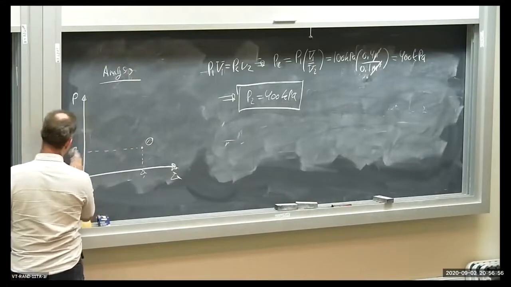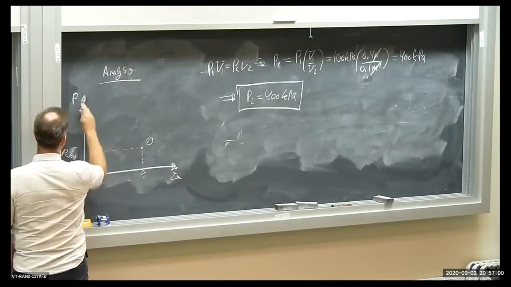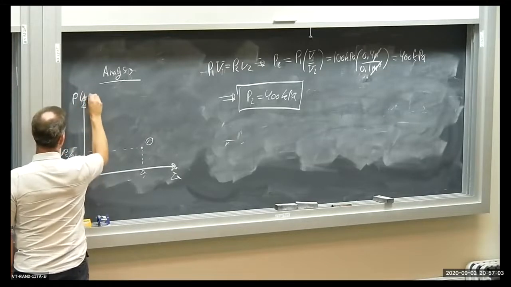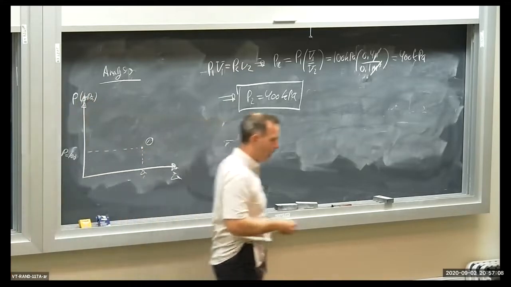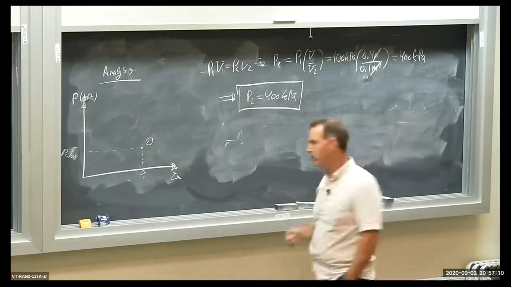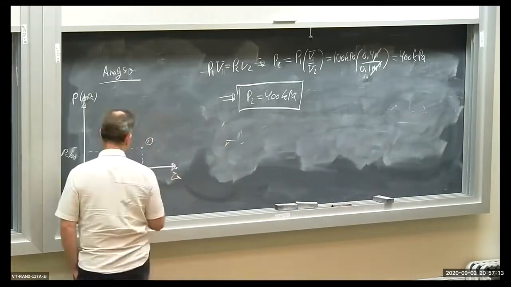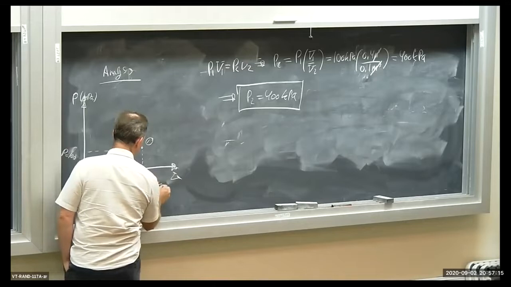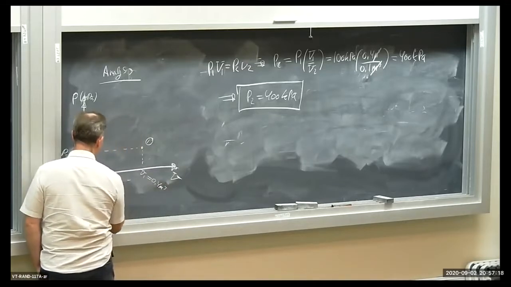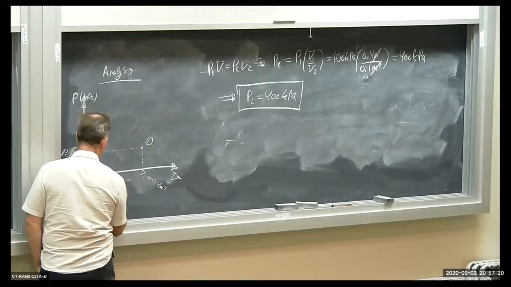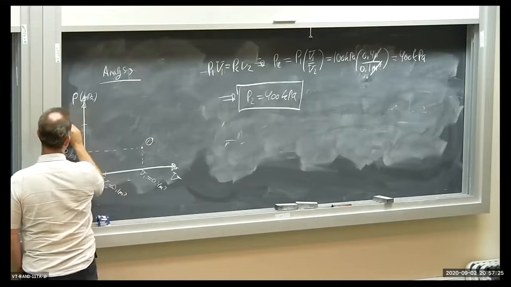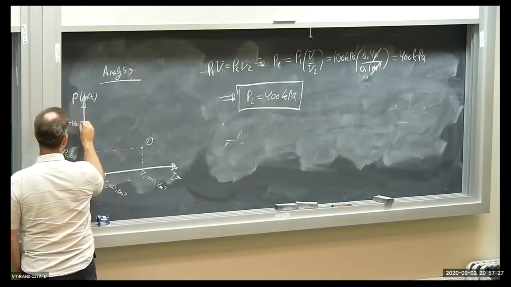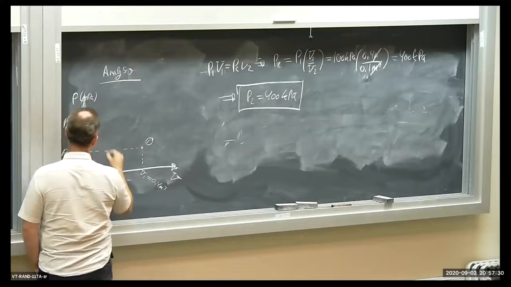So P1, 100 kPa. We have an isothermal compression process. As you squeeze the gas, the pressure goes up and the volume goes down. We start off at 0.4 cubic meters, and then we end up at V2, which is 0.1 cubic meters. But the pressure goes up to P2, which is 400 kPa.